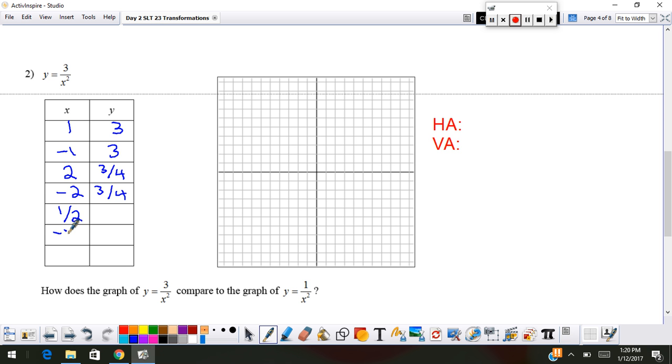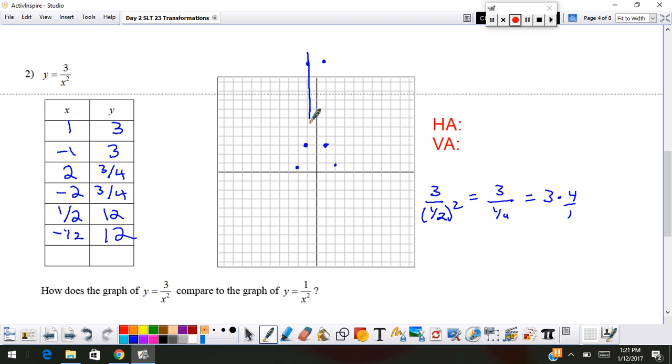Let's do 1/2. I always like 1/2. 1/2, -1/2. So if I do 3 divided by 1/2 squared, I've got 3 over 1/4, which is going to be like 3 times 4 over 1 gives me 12. And because I'm squaring the 1/2, this will also give me 12, which is probably off the graph. Oh well. Let's see, we got 3, we got 2 3/4. Put that like there, and then this one's way up high. Put that up there. And we have our curves.